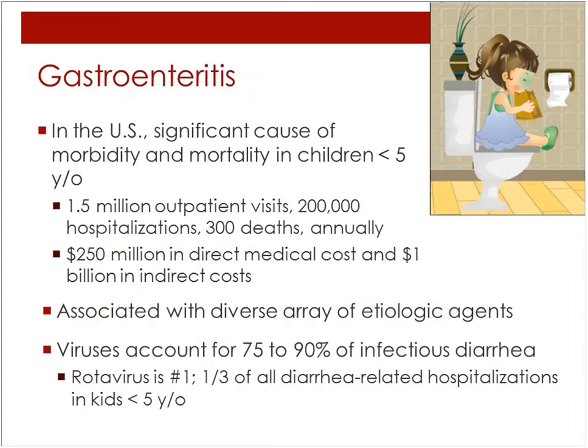There are a variety of causative agents of gastroenteritis, with viruses accounting for the vast majority at 75 to 90% of all infectious cases. In kids less than 5 years of age, rotavirus is the number one positive agent and accounts for a third of all diarrheal illness and related hospitalizations.